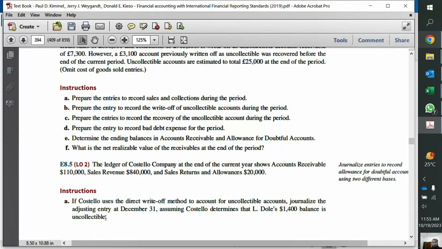Although keep in mind that this question is wrongly phrased, adjusting entries are usually not made under the direct write-off method. They are journal entries, but they have phrased it as adjusting entries.